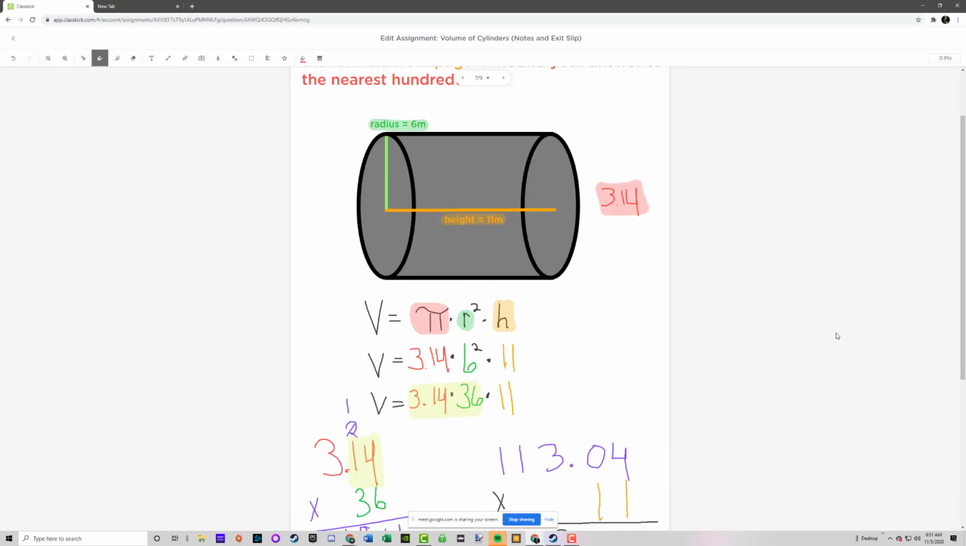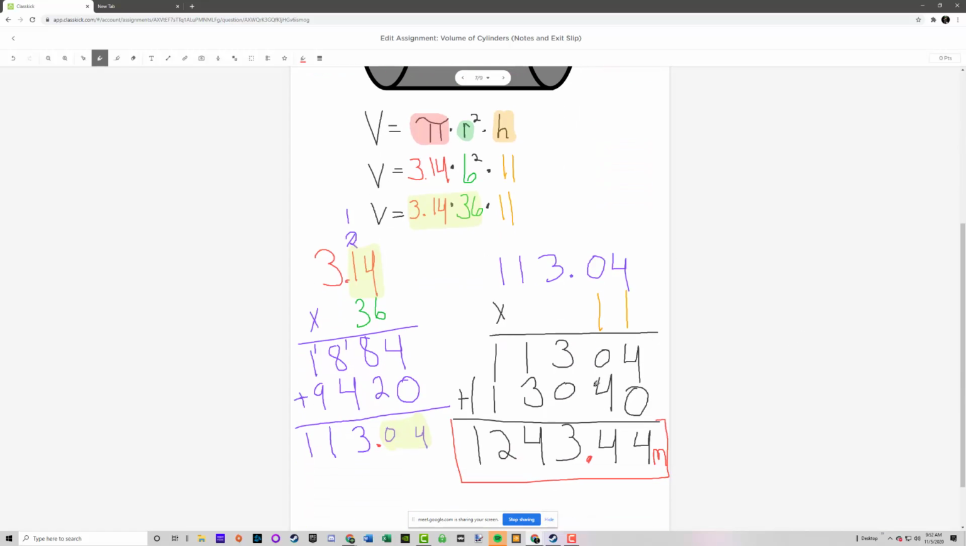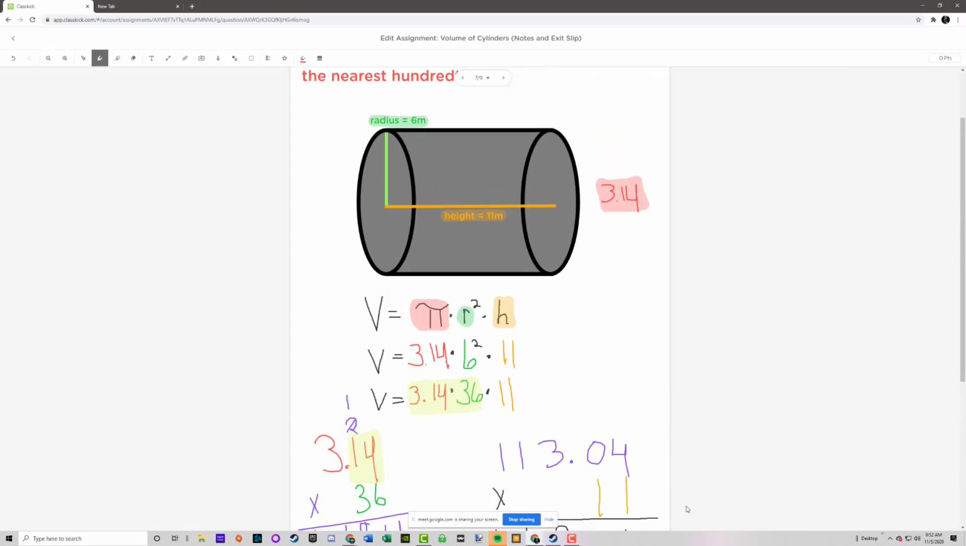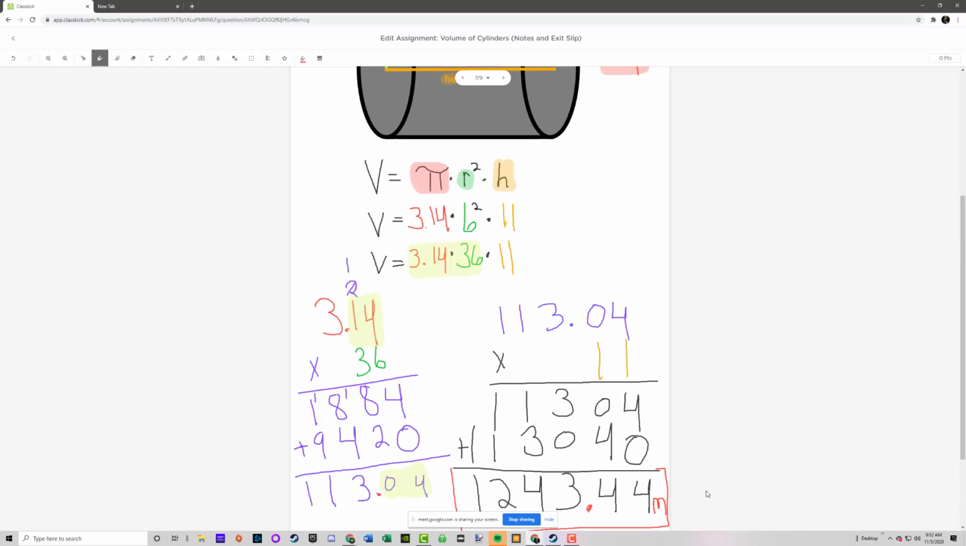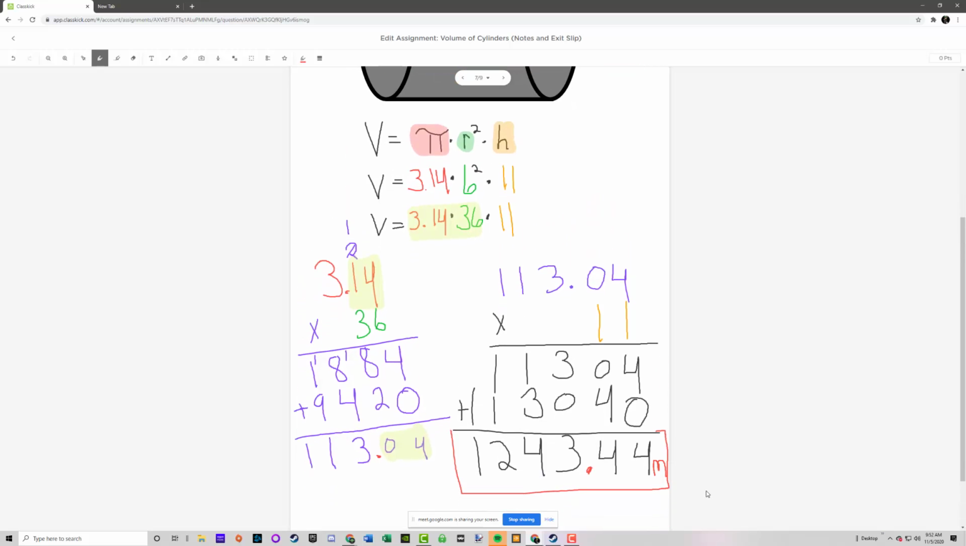So a cylinder with a height of 11 meters and a radius of 6 meters has a total volume of 1,243.44 millimeters. Any questions about this second example?